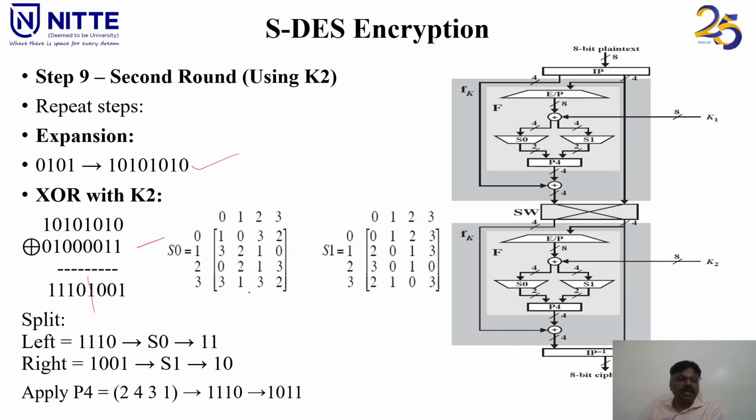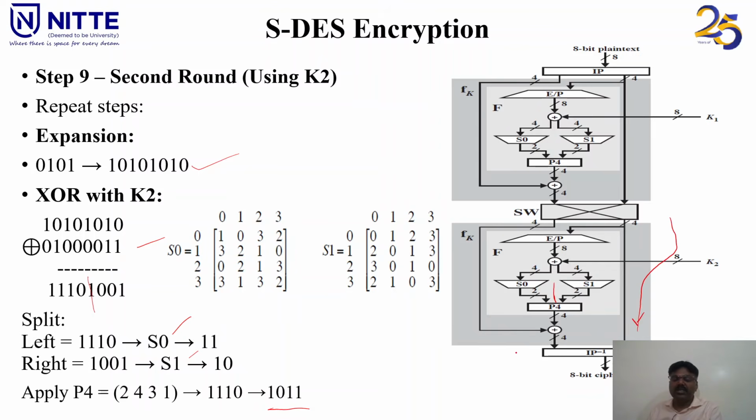That left side I'm going to give to S0, and the right side value I'm going to give to S1. So I just go on replacing the values which are available in the S0 and S1 substitution boxes. Then I'll be able to apply the permutation P4. So finally I got the answer 1011. Once I got the output 1011, I'm going to retain it as it is, and the initial right side value here, this one I'm going to take.